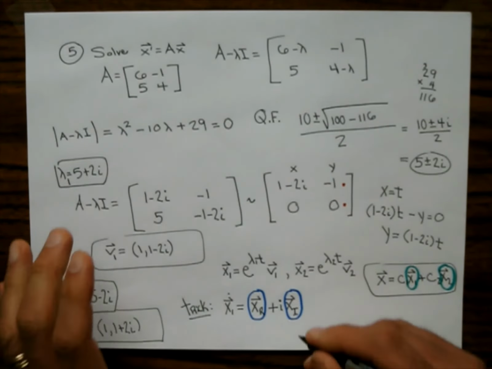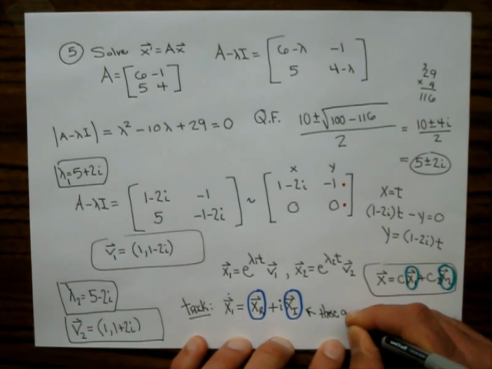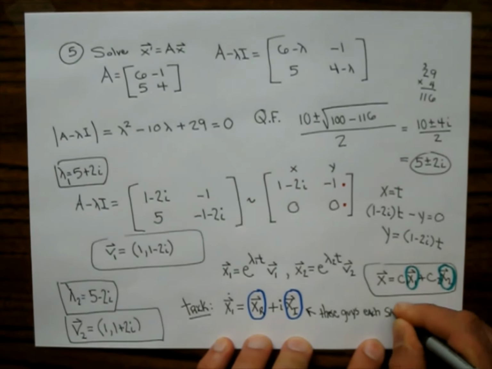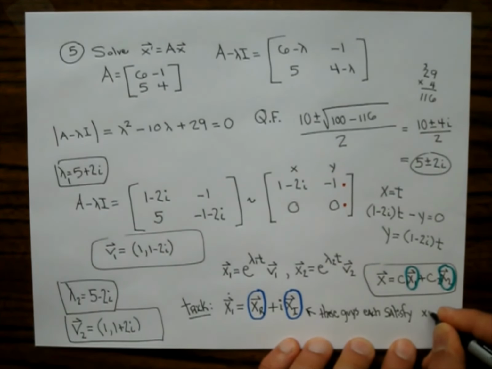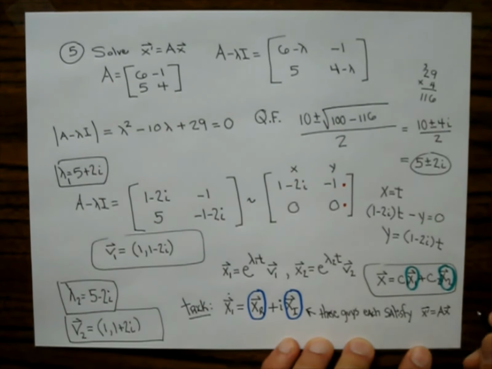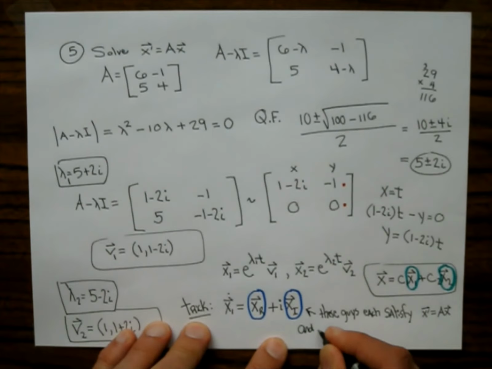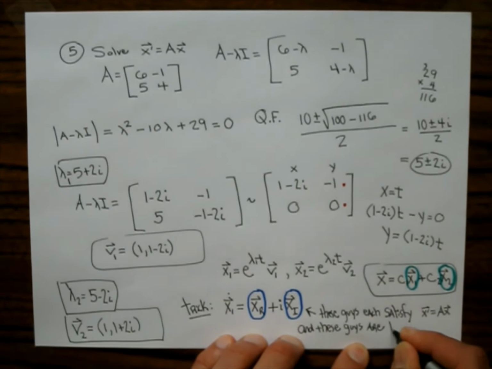Maybe I should write that down. So these guys, meaning the vectors, each satisfy our original vector differential equation. Okay, there's a theorem that says that. And these guys are linearly independent.